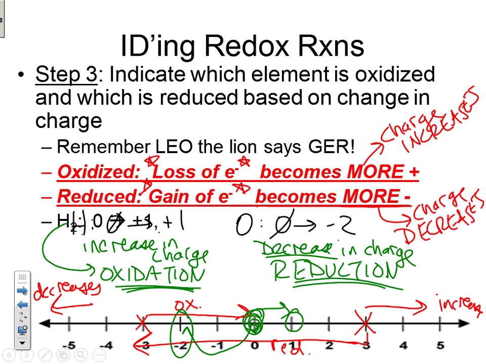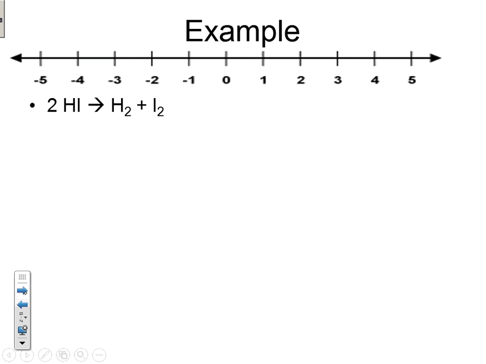So we're going to look at one example of this, and then we're going to talk about balancing half reactions. So we have another example, 2HI goes to H2 plus I2. We want to figure out what was oxidized, what's reduced. First thing you want to do is assign oxidation numbers. This 2 out in front doesn't matter. I'm going to start with the HI.